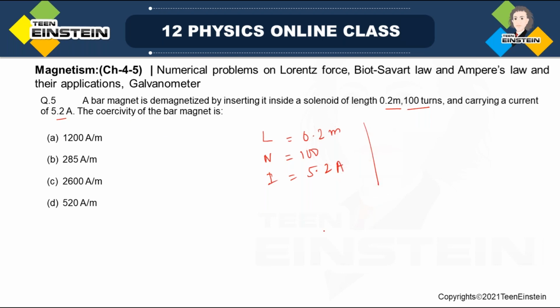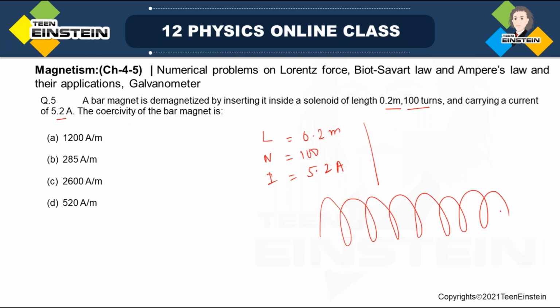Now see, actually when you keep a magnetic material inside to make it demagnetized, that means you are applying the magnetic field, you are applying the current in such a way that the magnetic field produced within the solenoid is in the opposite direction of this bar magnet. Okay, the poles have to be just opposite.